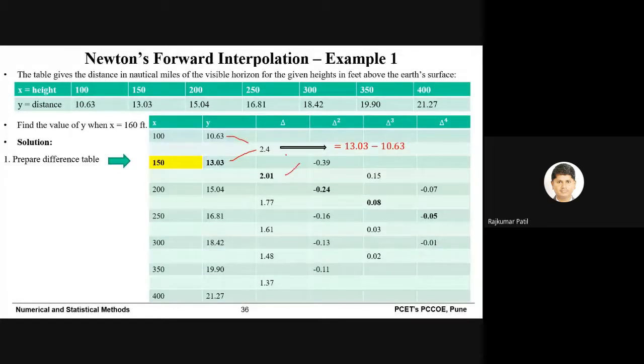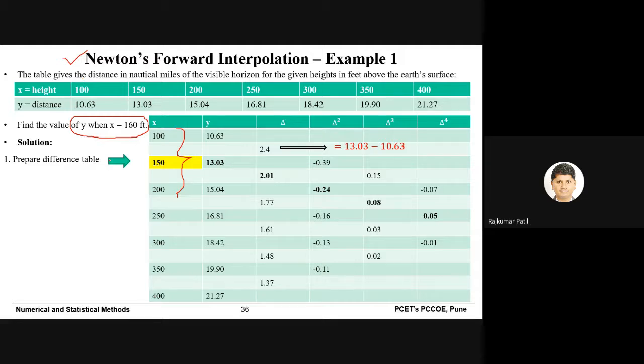Now the next thing is we need to understand how to select the values from this table, because we prepared the table. So we need to look at the question carefully. What you have to find out? You have to find out the value of y when x is 160. So first thing is this 160 is at the beginning. So definitely you can say that we need to use Newton's forward interpolation.